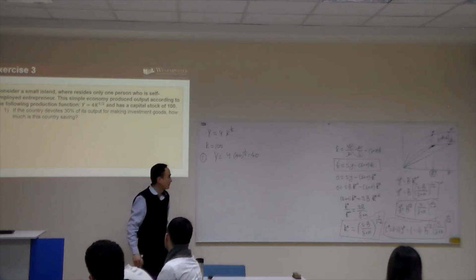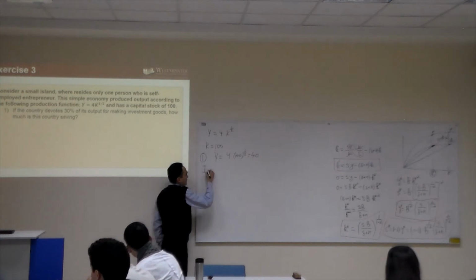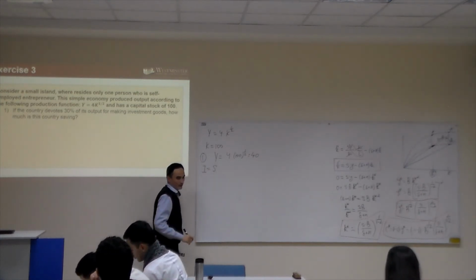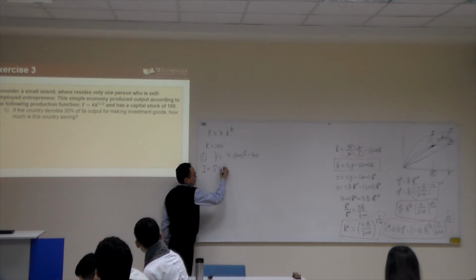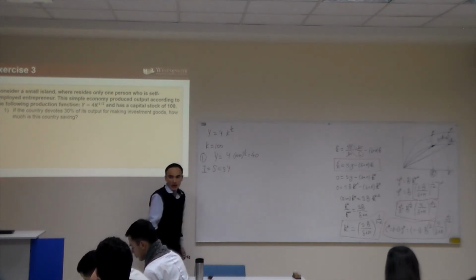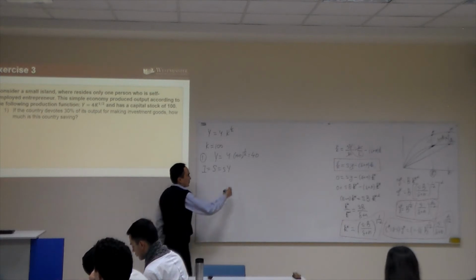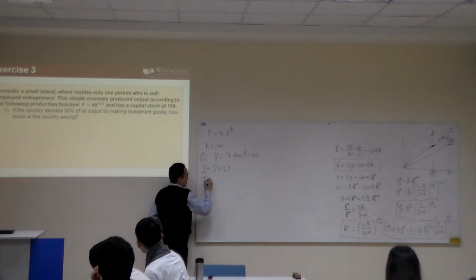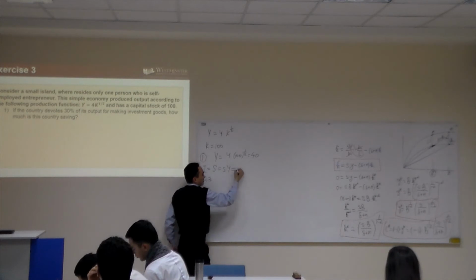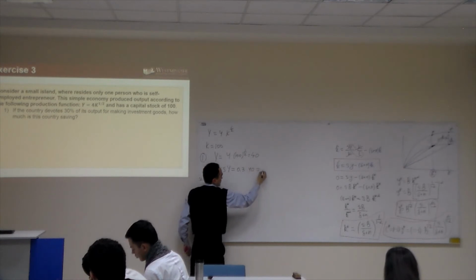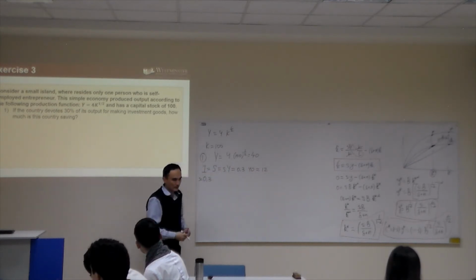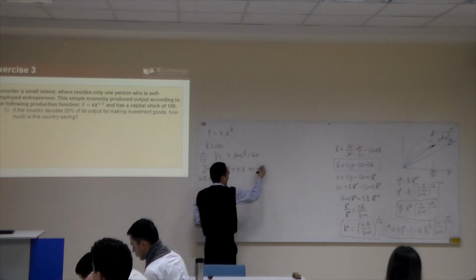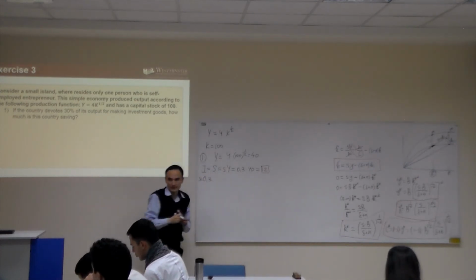Investment. How much investment is made? We know that investment is equal to saving. And saving is equal to saving rate times output, right? So now we know that saving rate is 30%, 0.3. So now it's 0.3 times output, which is 40, which is equal to 12. Okay. Investment made is 12.